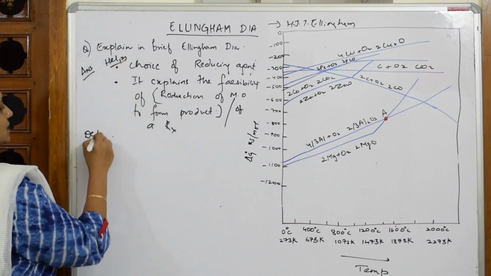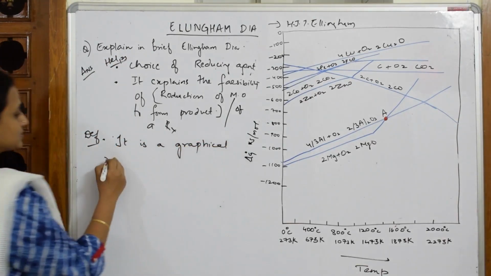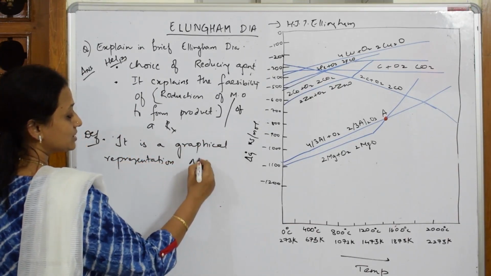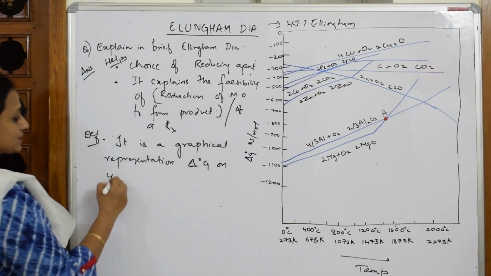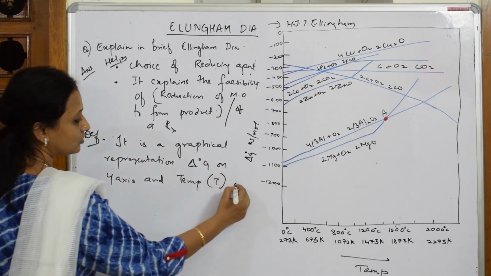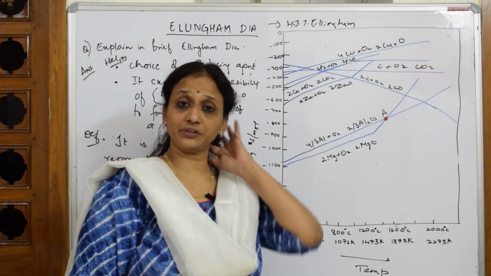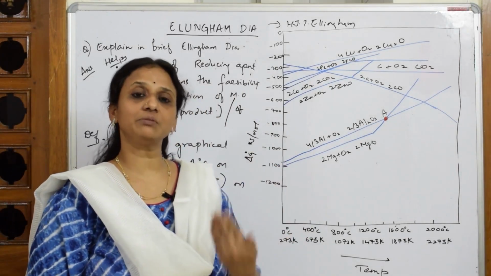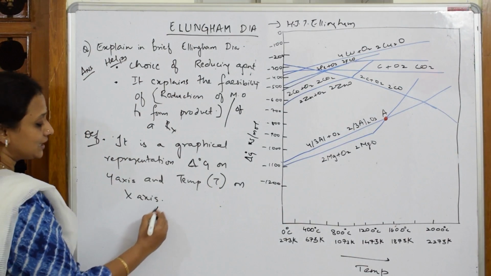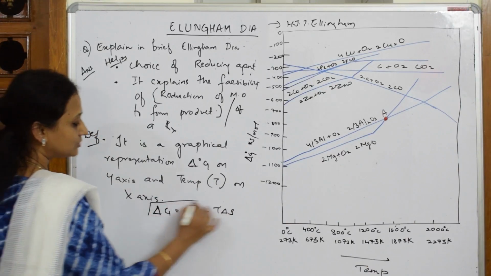The definition is, it is a graphical representation of delta G on the y-axis and temperature, that is T, on the x-axis. Simple, done. Now we have already studied Gibbs free energy in grade 11. That is why we have called it the thermodynamical factor of metallurgy. In grade 11 when we studied, delta G is equal to delta H minus T delta S. This is what you have studied in Gibbs free energy.